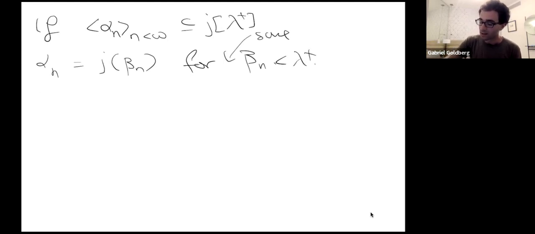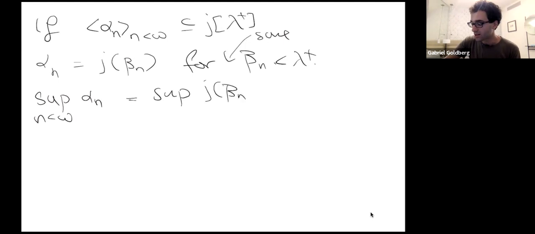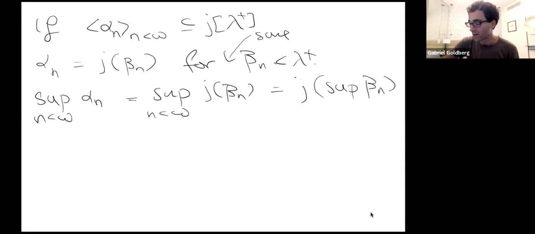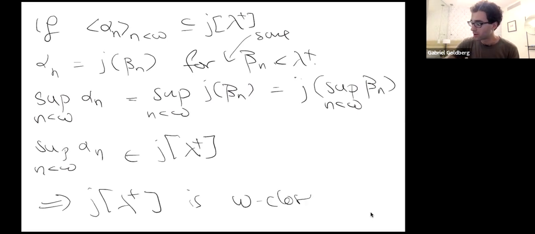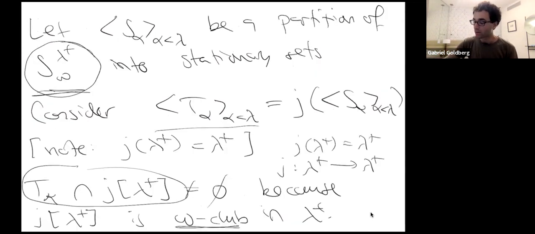Well then the supremum of the alpha n's for n less than omega is equal to the supremum of the j of beta n's for n less than omega, which is equal to j of the supremum of the beta n's for n less than omega. So that means that this supremum is in j image of lambda plus. So that shows that j image of lambda plus is omega closed. That was the definition of omega closed. Anyway, this is just to justify this fact, that all of these stationary subsets of S lambda plus omega have to intersect j image of lambda plus.